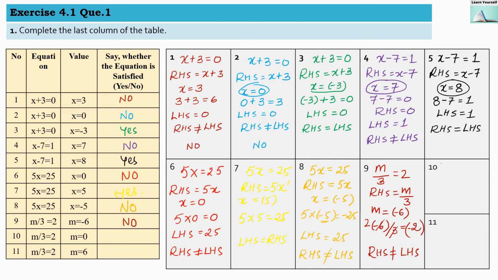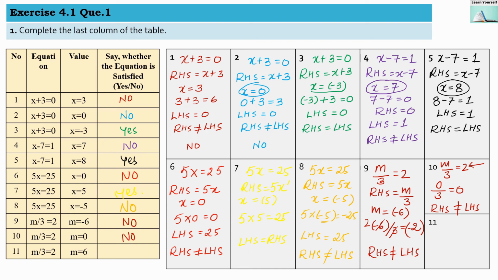Now 10th equation is m by 3 and into this we are taking m equals to 0. So when we are taking m equals to 0, it is going to be 0 divided by 3. So it is 0. But our LHS here is 2. So again RHS is not equal to LHS. So this equation also doesn't hold true when we are taking m equals to 0.